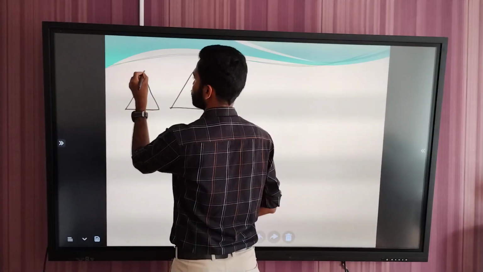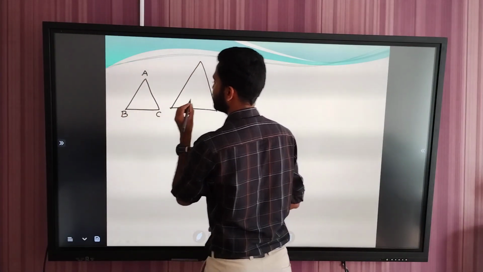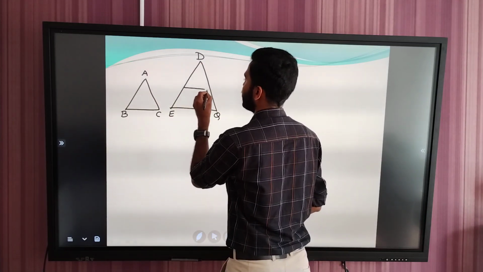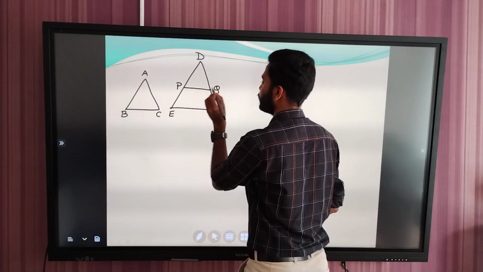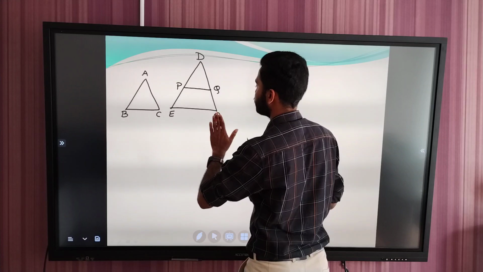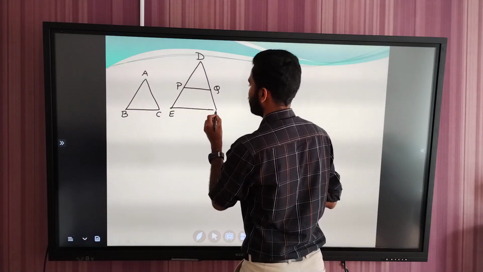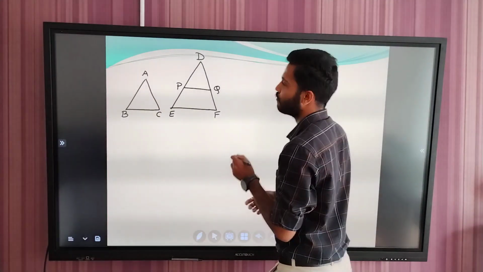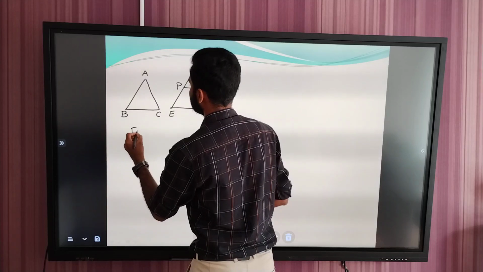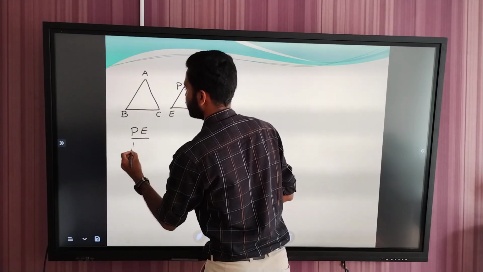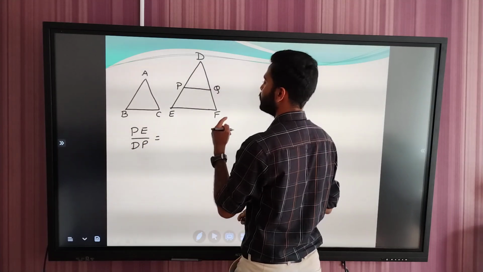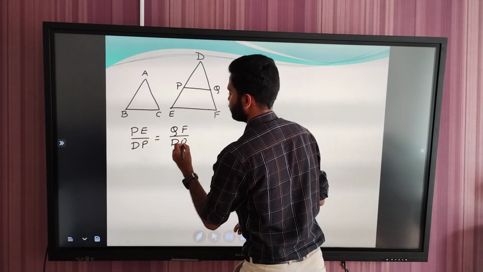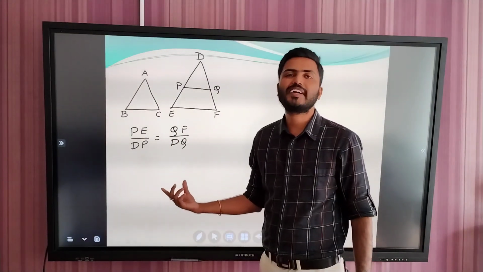We had two triangles. One triangle name was ABC, another triangle name was DEF, and there was a line PQ. Okay, this is DEF. So far what we have done, we have now obtained this relation, that is PE upon DP is equals to QF upon DQ. Correct? So this is the relation that we have obtained so far.